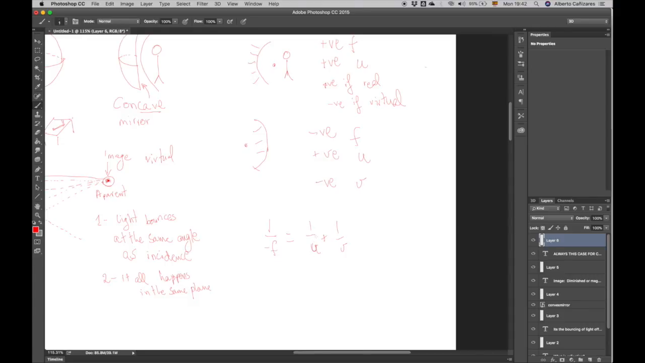So I'm going to bring this 1 divided by U to the other side. So it will be minus 1 divided by U minus 1 divided by F, right? Now this minus, I'm going to put it here. The minus of the F here, this minus here. And so minus 1 divided by U minus 1 divided by F is equal to 1 divided by V.